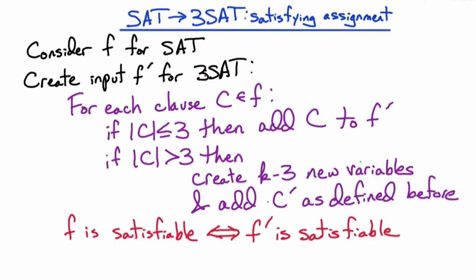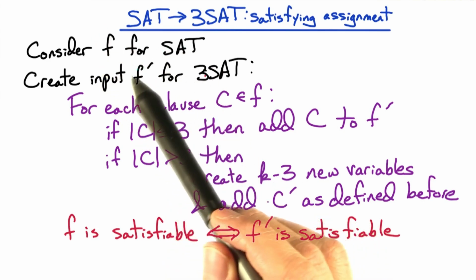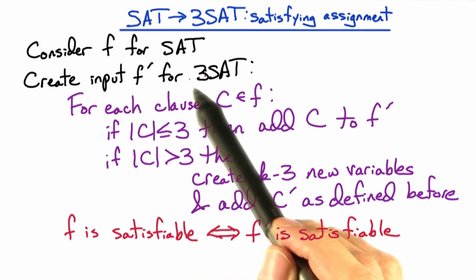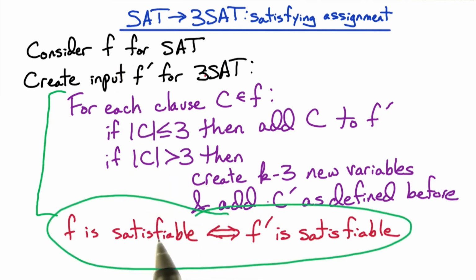Now going back to our earlier reduction, we showed how to take an input formula for SAT and transform it into an input formula for 3-SAT. This was the reduction for creating f prime, and then we just proved that the original formula f is satisfiable if and only if this new formula f prime is satisfiable.